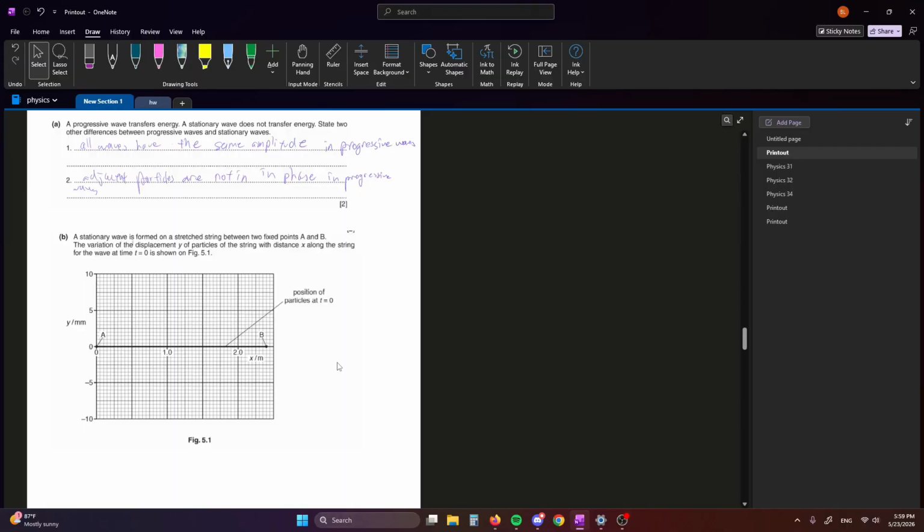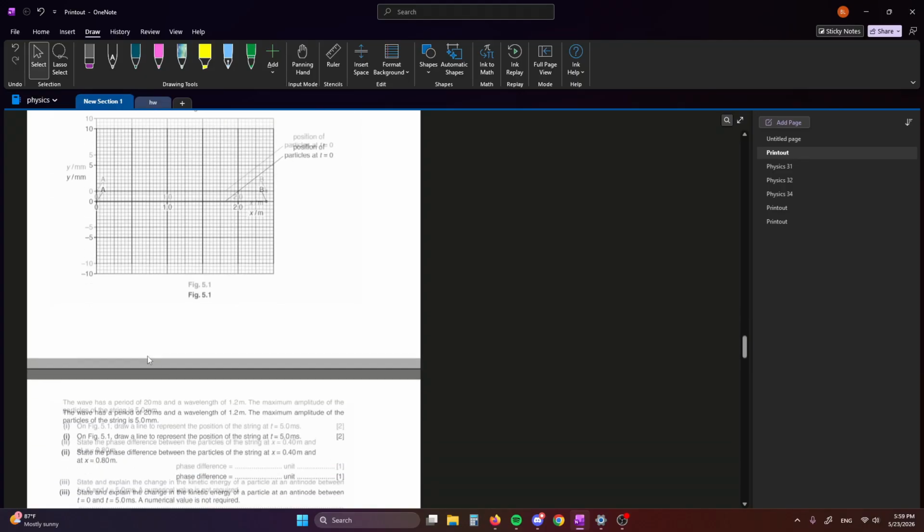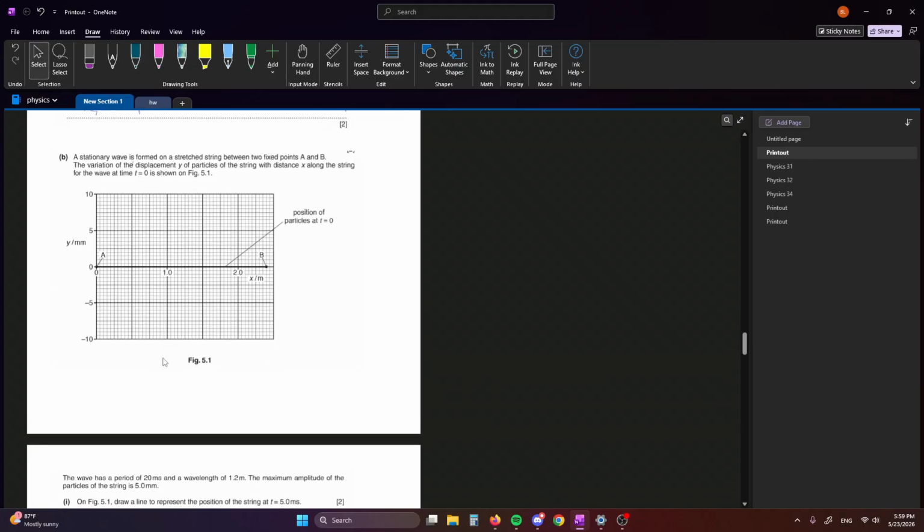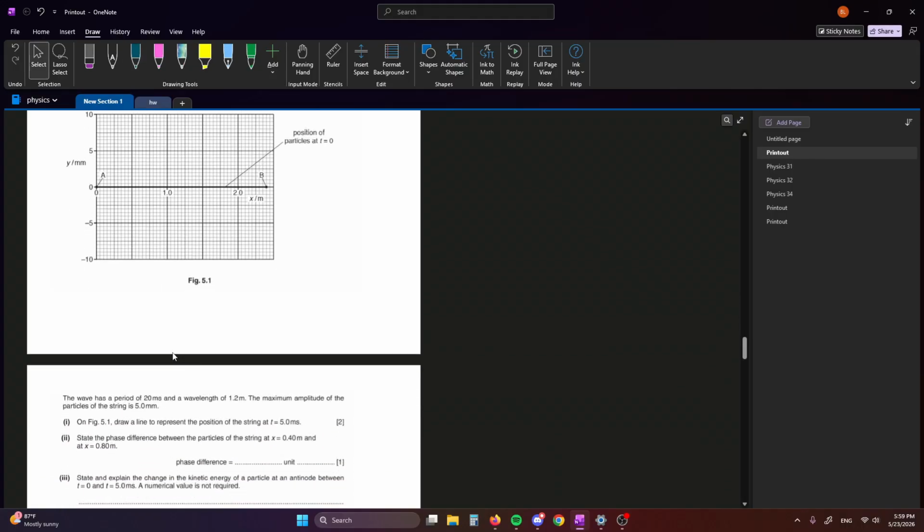So in this part B, a stationary wave is formed on a stretched string between two fixed points A and B. The variation of the displacement y of particles on a string with distance x along the string for the wave at time t equal to 0 is shown on figure 5.1. So we have a string right here. The wave has a period of 20 milliseconds and a wavelength of 1.2 meters. The maximum amplitude of the particles is 5 millimeters. So up to here for each one, right?